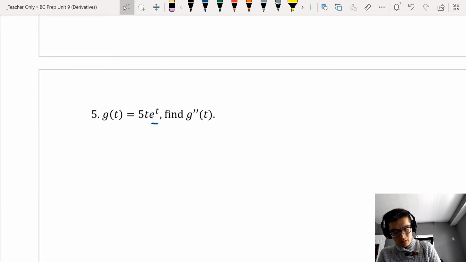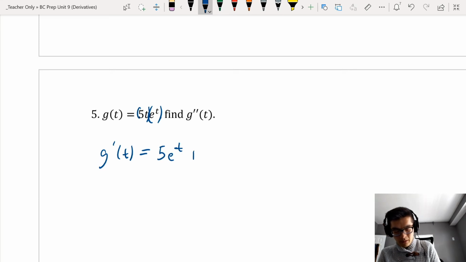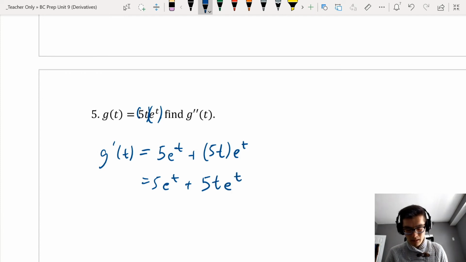So for this one, it's product rule of this times that. So g prime of t is going to be derivative of the first term, which is 5, times the second term, plus first term times derivative of the second term, which is just that. So you're left with 5 e to the t plus 5 t times e to the t.